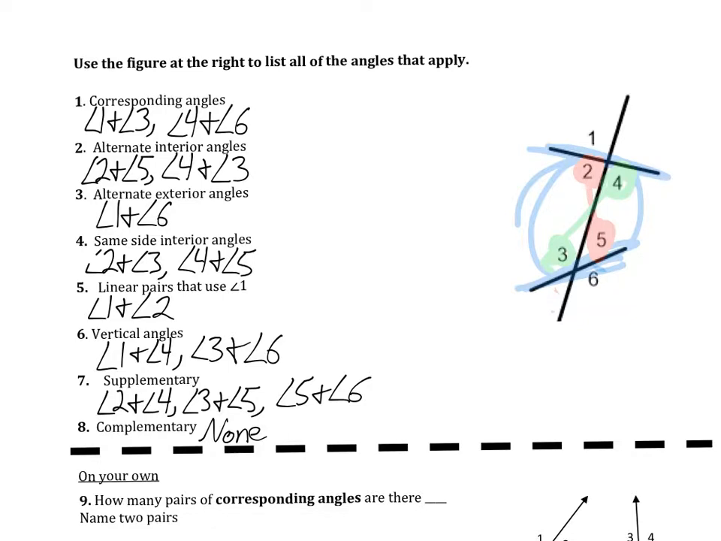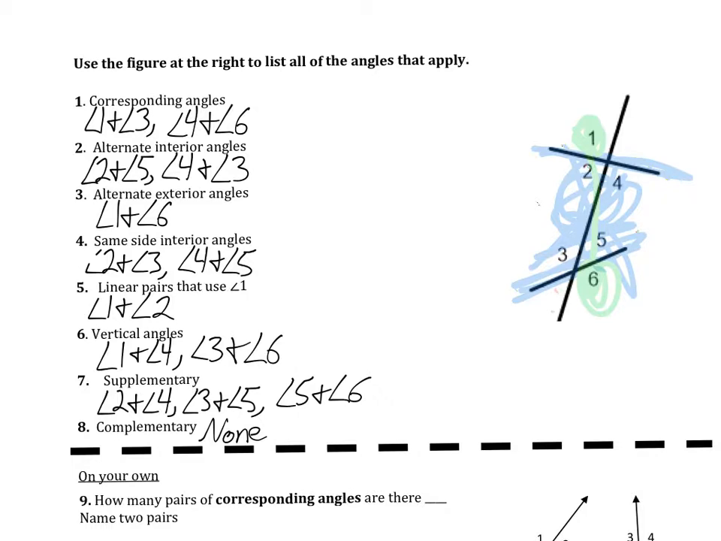My next one, alternate exterior angles. So that tells me that I want the ones that are on the outside of these two lines. So I'm not looking at anything in here. These ones in here are useless. I really only have one choice, but let's just double check, make sure it's right. I have 1, I go across with 6. So I said 1 and 6.